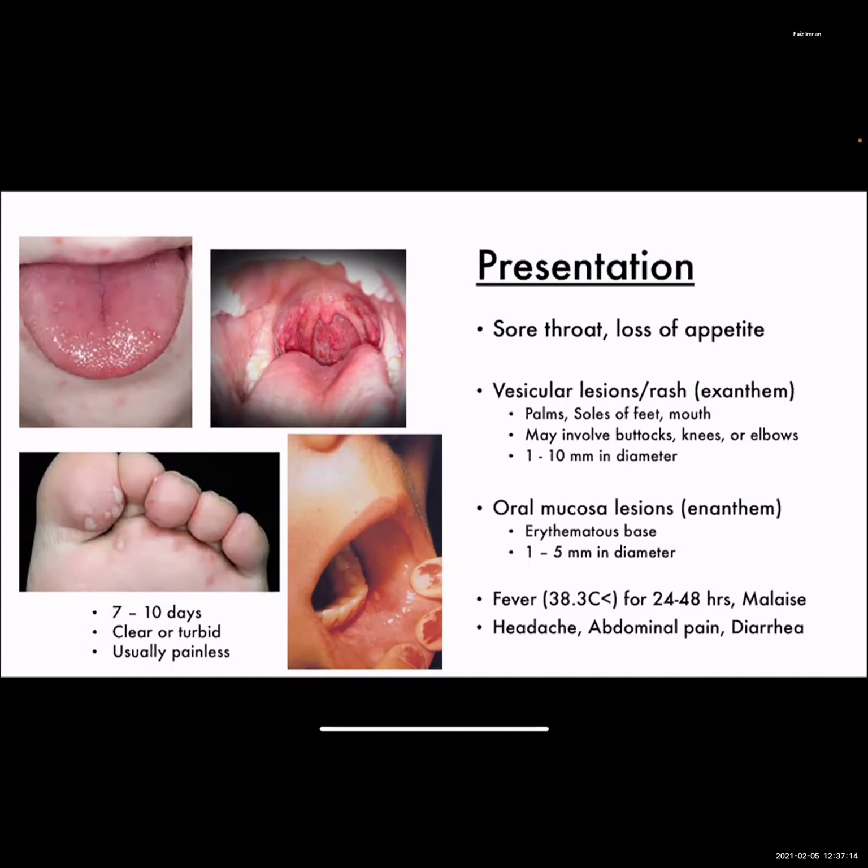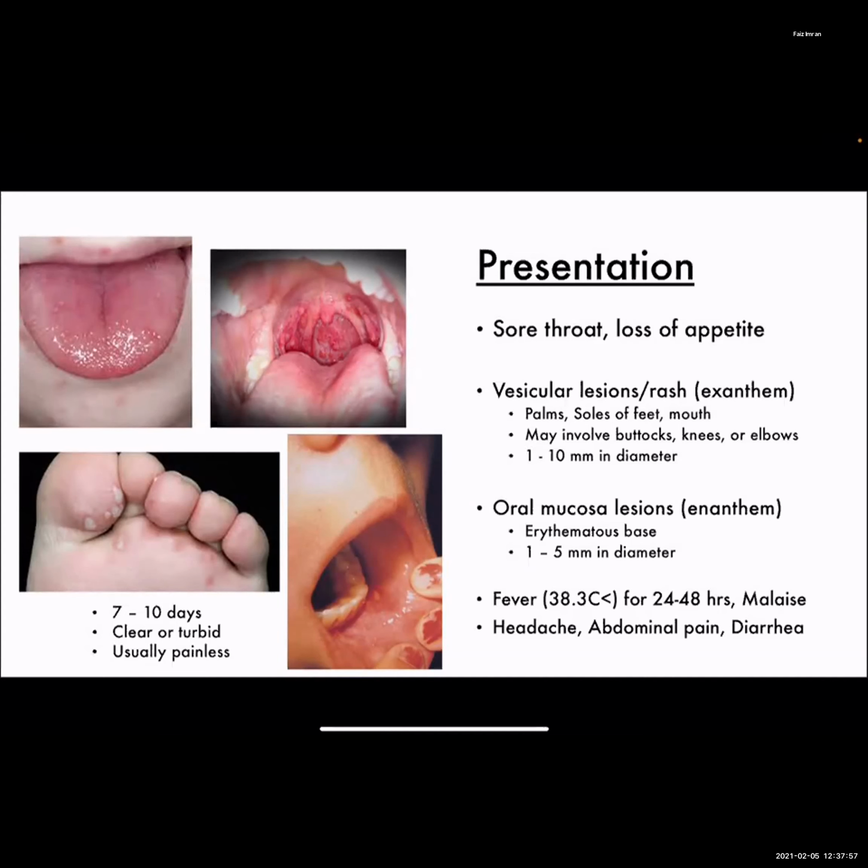And so again, there are two kinds of lesions, exanthem and enanthem. Exanthem: vesicular lesions on your palms, usually the soles of the feet, and around the mouth, not inside the mouth. They can also be around the buttocks, knees, and elbows, and usually vary in size. The second kind of lesion is enanthem, which is also usually vesicular lesions, but inside the oral cavity, and they're usually slightly smaller. These are the three main things you should know: the sore throat, exanthem, and enanthem.